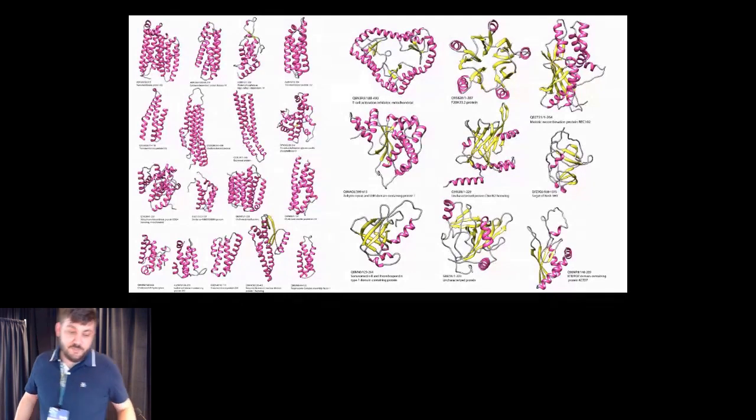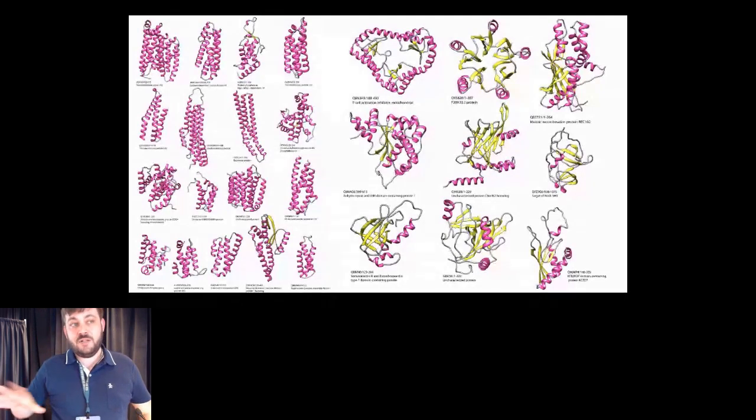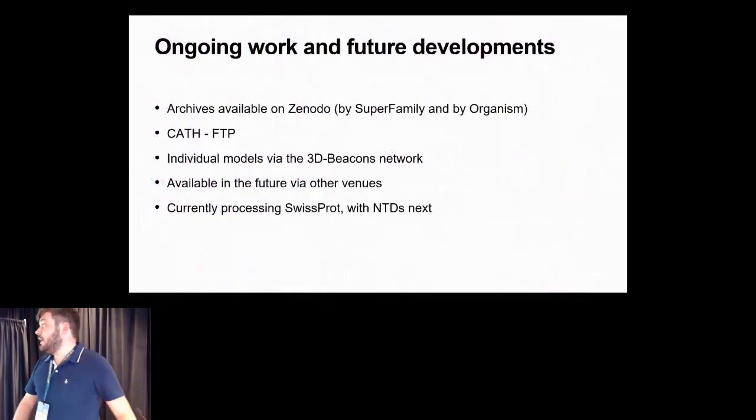So all of this data is going to be made available. It's not going to be part of CATH, so it's not going to get merged with the current classification, but it's going to be made available as a separate download. We're currently making the release packages. It's going to be ready probably by Thursday. We're going to make the data available through Zenodo, organized either by superfamily or by organism, as well as putting them on the CATH FTP. All individual models are going to be available through the 3D Beacons network, and also via other venues. At the moment, we're currently processing SwissProt, with neglected tropical diseases next.